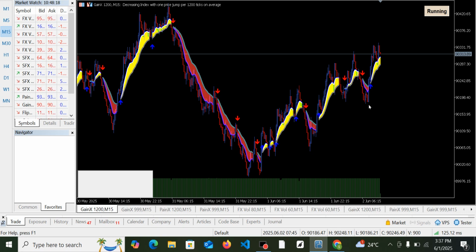Hey guys, I've been getting this question over and over again. People have been asking me how to catch the spikes when trading GainX and PainX. Okay, how to catch the spikes when trading GainX and PainX. And of course, I have made up my mind to show you how you can do so.